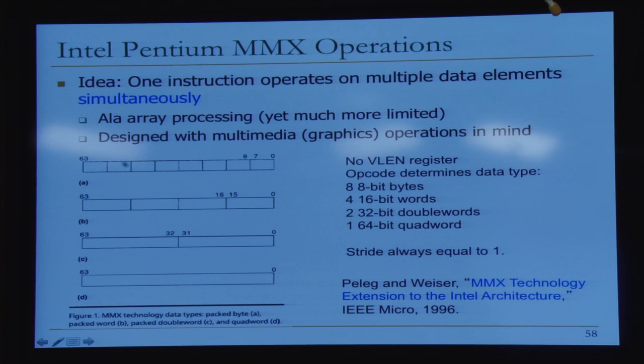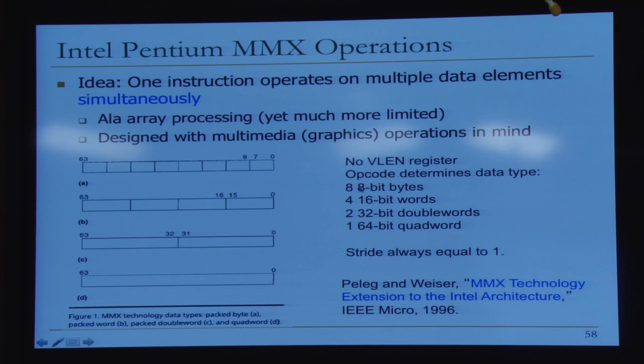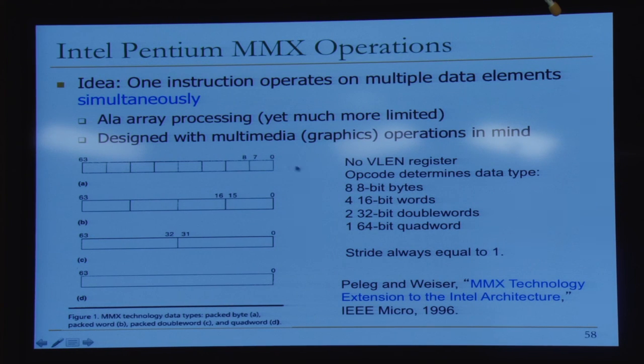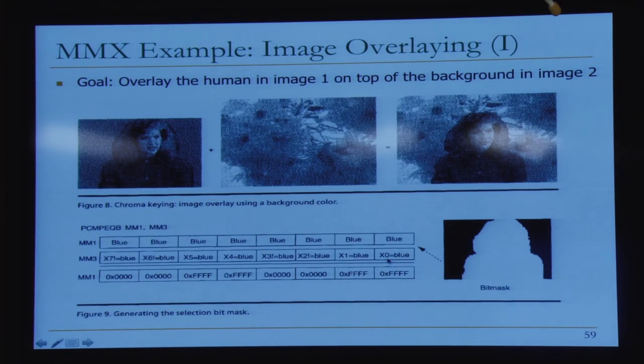And you can have an instruction that operates on these 8 bytes. So you can add a pack, this is called a packed operation. You can do a packed add by treating this register as 8 8-bit bytes. And the opcode determines the data type. And no vector length register. It's not a vector machine, really. It's just treating the data as multiple different data elements, and you're doing the same operation on those data elements. Relatively limited. Well, I guess stride is always equal to 1 in this case. I don't know about the newer versions. Don't quote me.